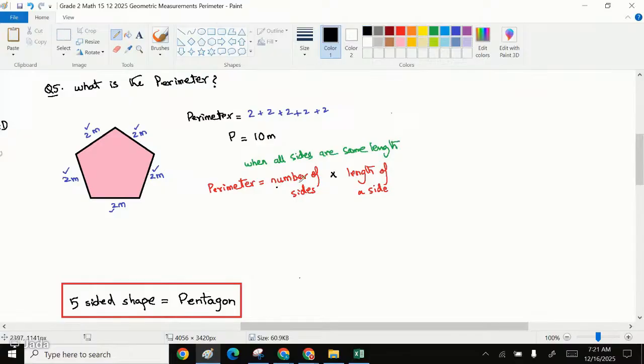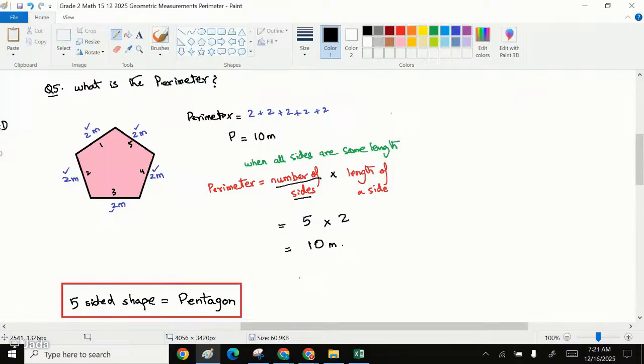So how many sides were there? Number of sides was, we had 1 side, we had 2 sides, 3, 4, and 5. We had 5 sides. Multiply by the length of a side, that is 2. That means 5 is taken 2 times. That means 5 plus 5, or 5 multiplied by 2 is 10, and the unit is meters.